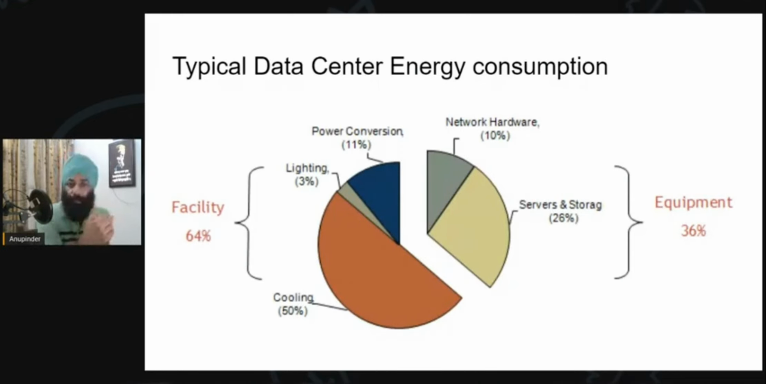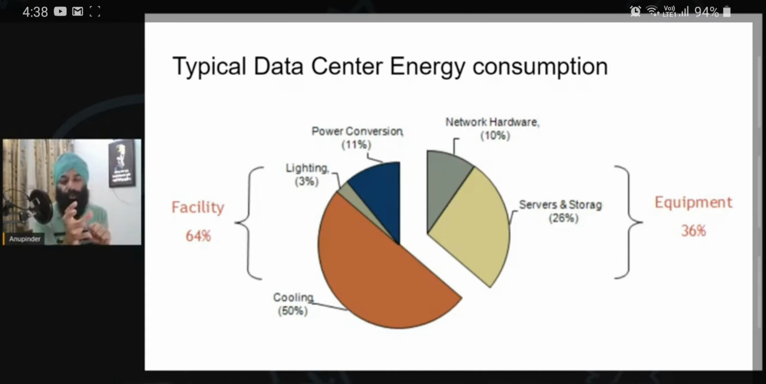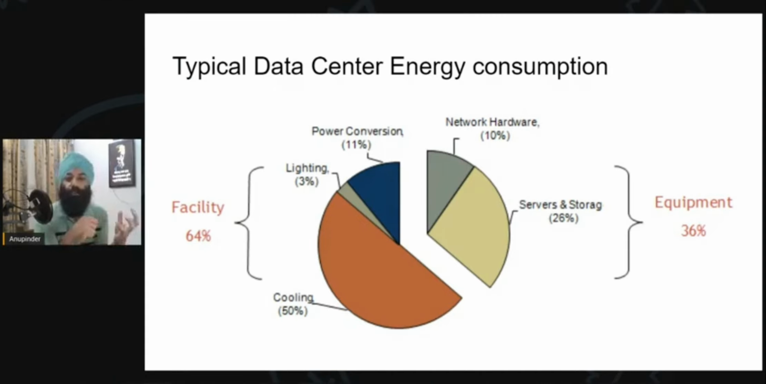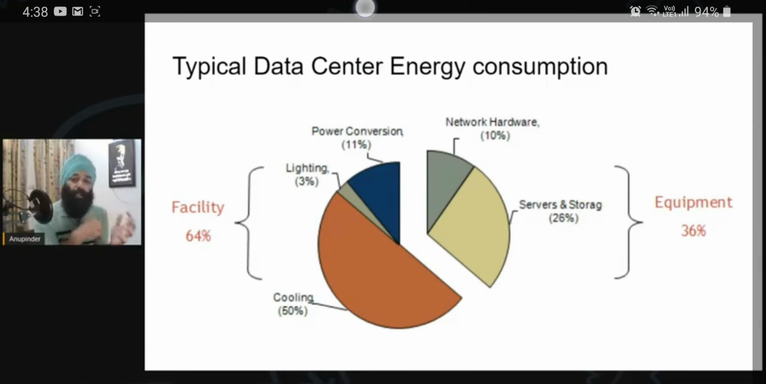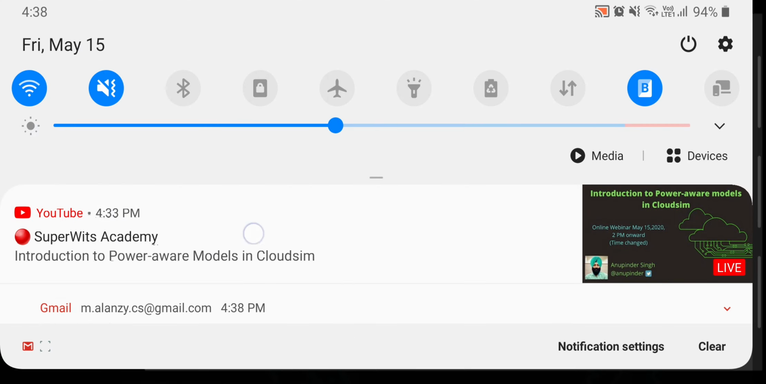We have the lighting section, and then we have the actual data center equipment, which is basically the network hardware or the relevant communication channels, and the server and the storage part, right? So if we broadly look at the distribution among these two things, equipment is only 36%, whereas facility usage is 64%, and the majority of the facility goes to the cooling, right?